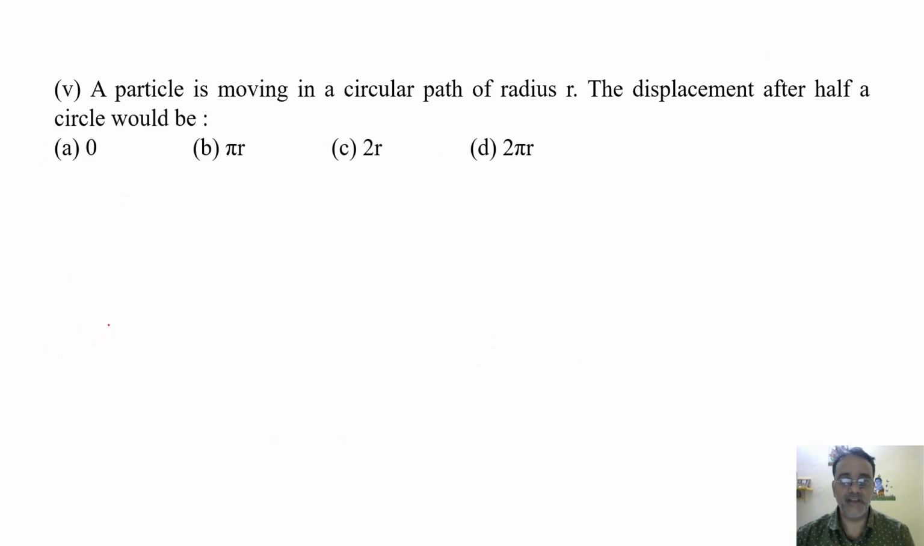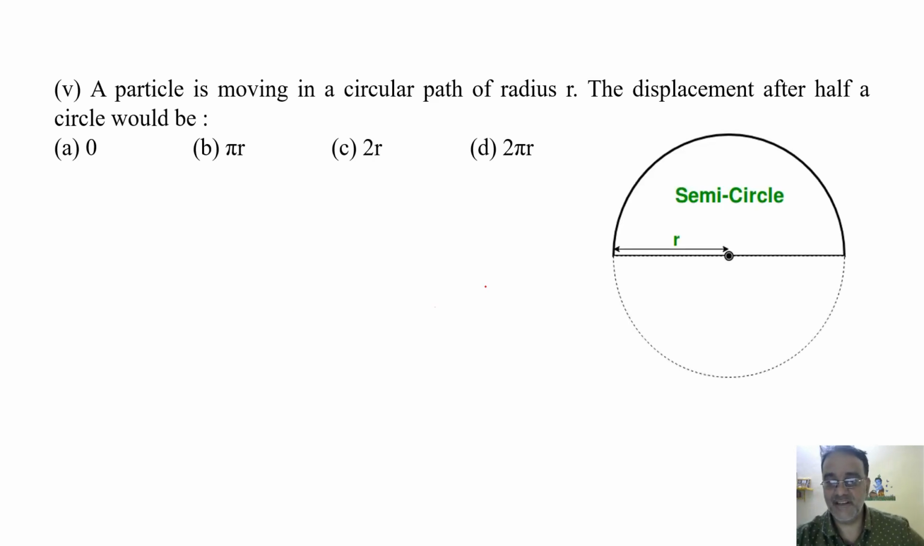Now we'll move toward the next question. A particle is moving in a circular path of radius r. The displacement after half a circle. So this is the circle, and this is the initial position, and suppose this is the final position, and the displacement is this one. This is the diameter, that is 2r. So the correct answer is C, this one. Okay, so this is the last question of this case study question, and we'll see the next case study question in the next one. So thank you very much.